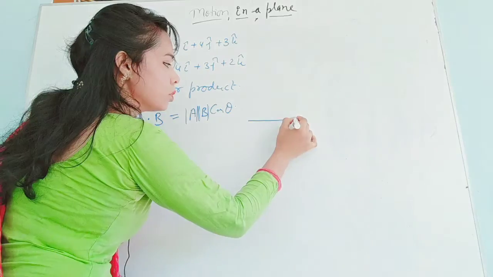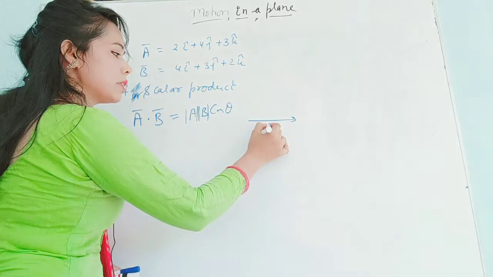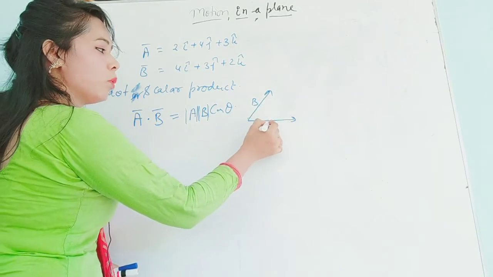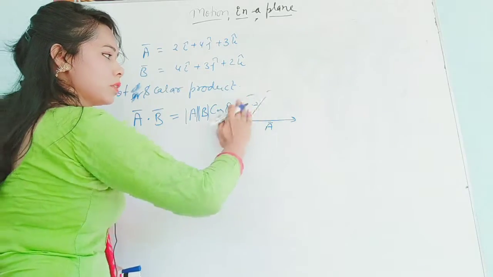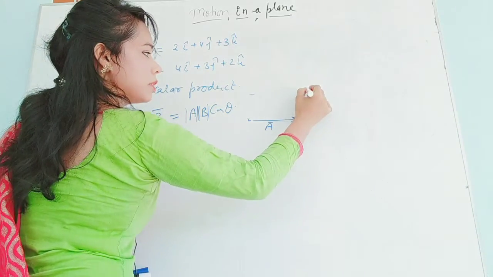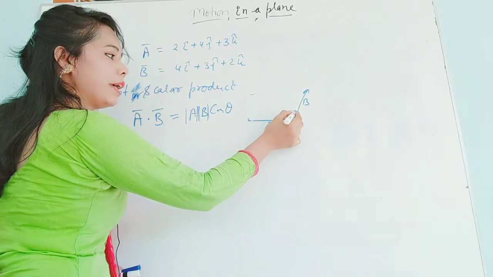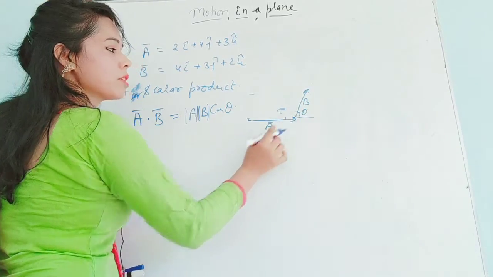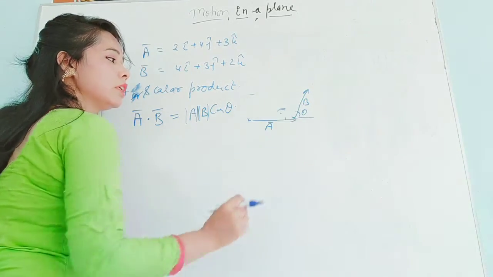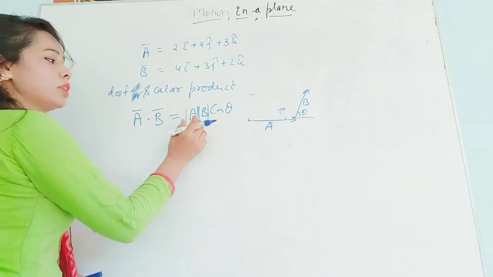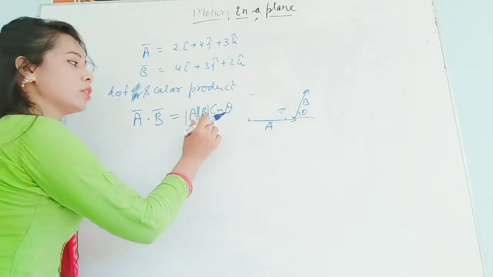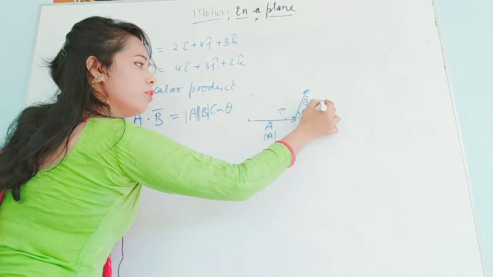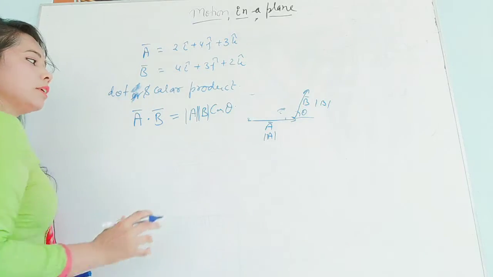If there are two vectors, suppose this one vector is A and this vector is B, and both are inclined at an angle theta. If this vector is inclined at an angle theta, then what will be the dot product? That is equal to AB cos theta. AB cos theta means the magnitude of A, the value of A, and the magnitude of B. Okay, so that is the dot product.